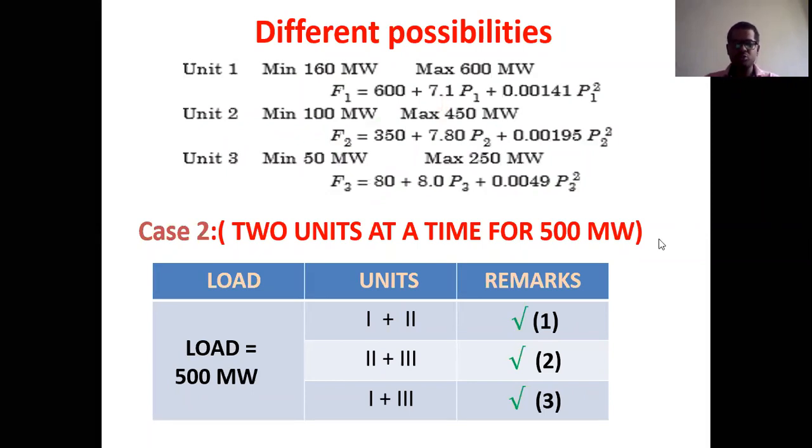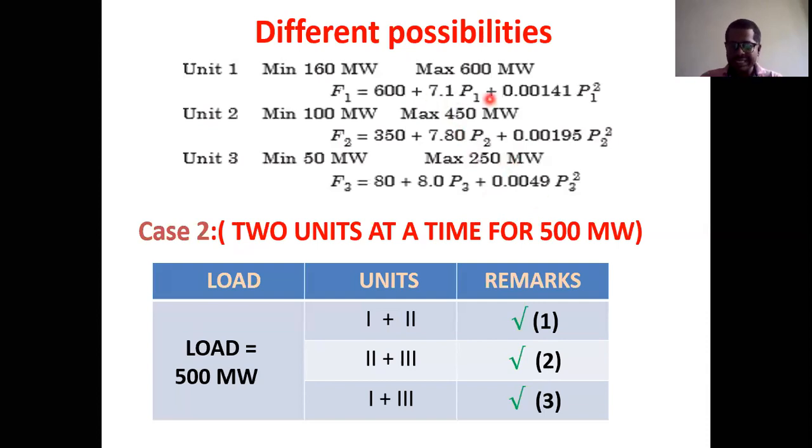1 plus 2. So 214 is saying that 1 plus 2. So we'll check it. First, give the response to my question here. By observing these 3 functions, tell me which generator will have less incremental fuel cost. Similarly, which generator is present at second place and which generator is present at third place, meaning maximum incremental fuel cost.